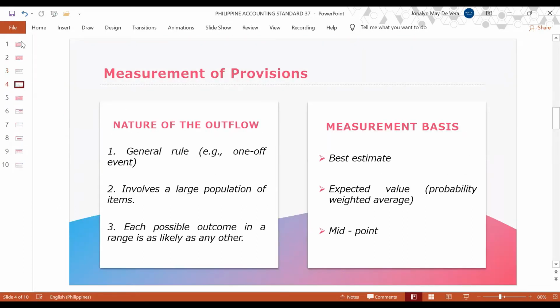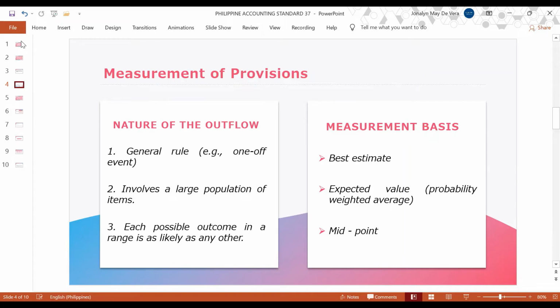So, sa pag-measure ng provision, ang general rule is the best estimate. And also, there are two approaches on how to compute provision or the amount of provision. So, the first one is the expected value. It is used when measurement of provision involves large population of items, then the provision is measured through weighted average of all possible outcome by their probability. So kapag sinabi na expected value approach, here, the amount of provision is actually equal to the sum of all the possible amounts multiplied to the corresponding probability.